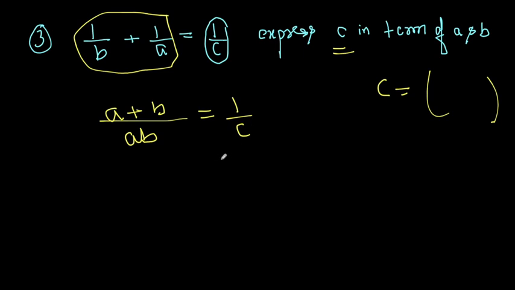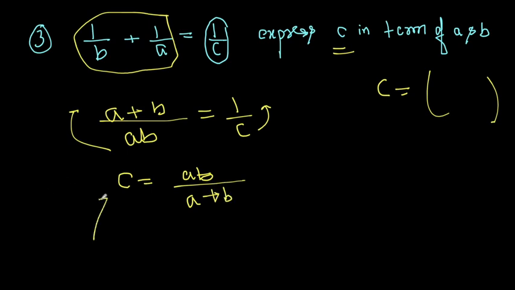Now what we have to do is flip this to this side and this to this side. If you do that, you will get c is equal to ab over a plus b, and that is your final answer, because now my subject is c and the rest of them are on another side. So this is the way we can do the manipulation in mathematics.